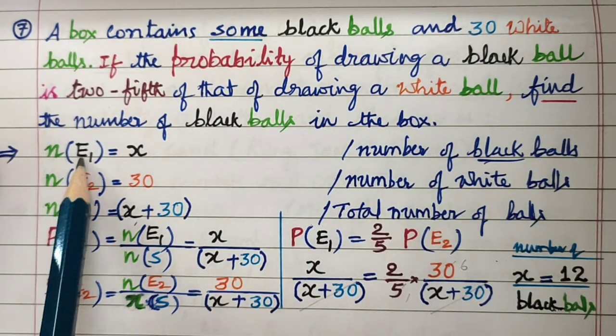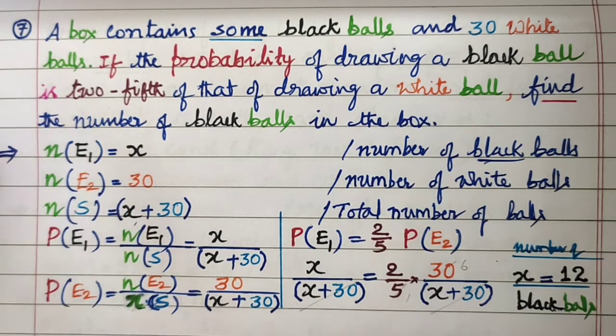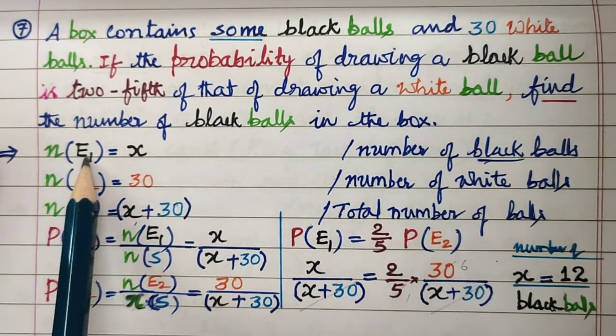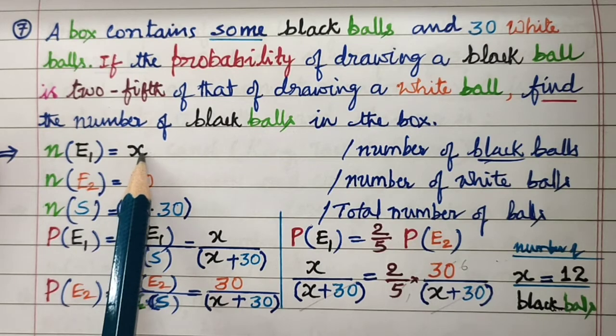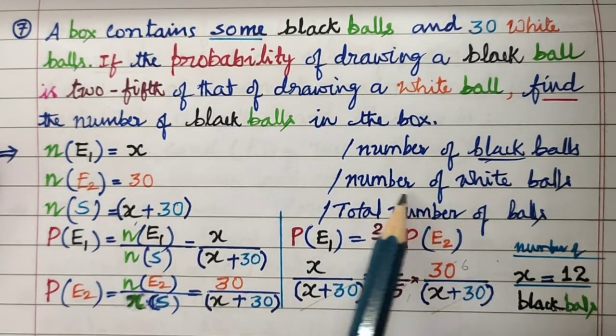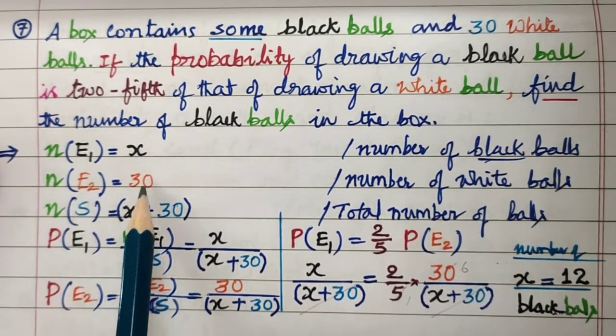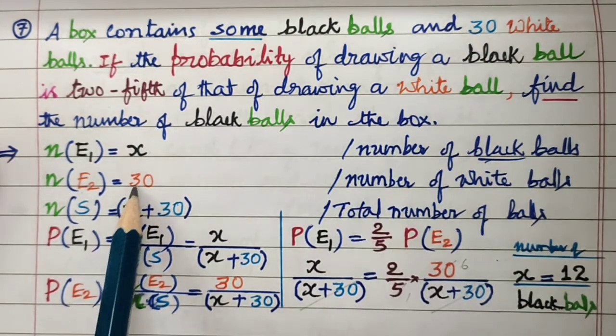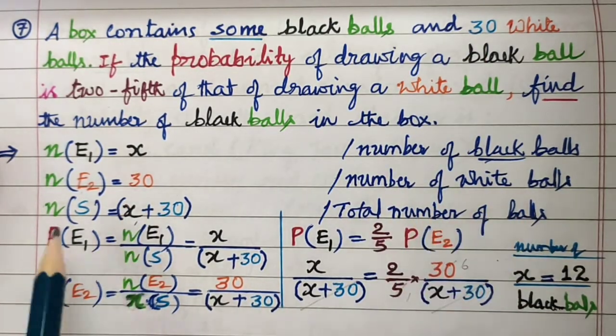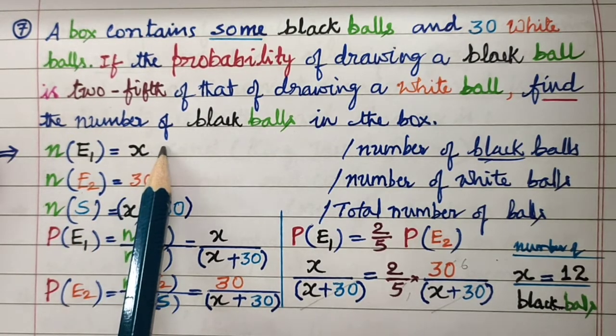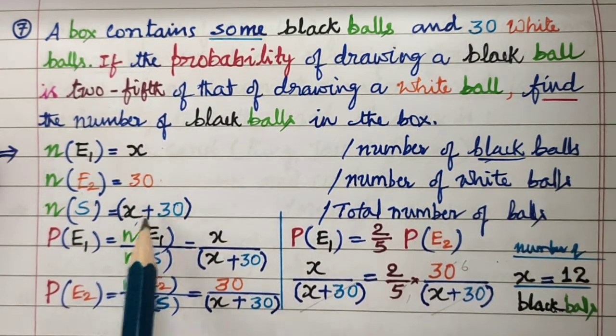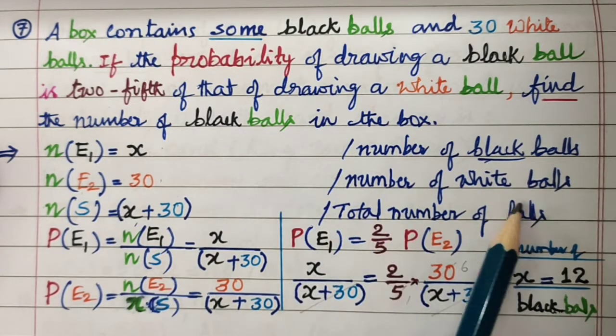So n of E1 now is equal to x. Let the number of black balls be x. N of E1 is the number of black balls, which we have taken as x. Number of white balls, n of E2, they have given as 30. N of S, the total number of balls in the box, is the number of black balls plus the number of white balls, that is x plus 30.